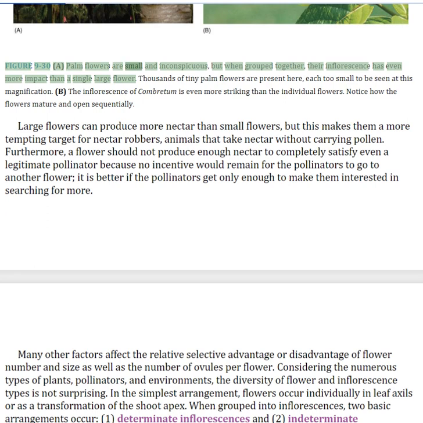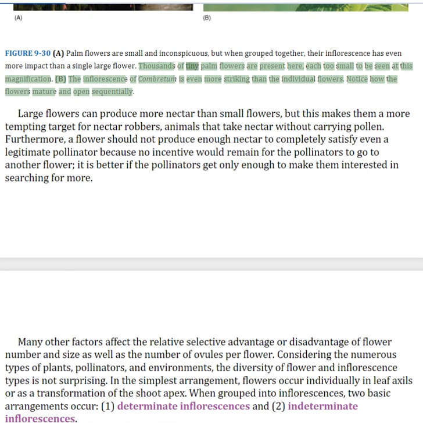Figure 9.30. Palm flowers are small and inconspicuous, but when grouped together, their inflorescence has even more impact than a single large flower. Thousands of tiny palm flowers are present here, each too small to be seen at this magnification. The inflorescence of Combretum is even more striking than the individual flowers. Notice how the flowers mature and open sequentially.